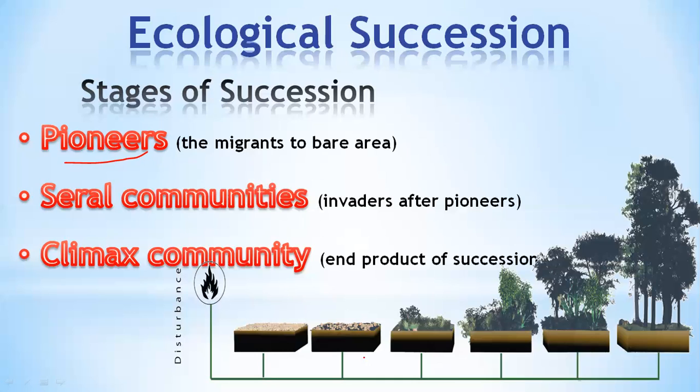So the enriched soil is now able to be invaded and proceed for the next step, like the next community or next group of organisms will come over there, that are called seral communities. And these seral communities are actually invaders after the pioneers. So they constitute one seral stage, one after the other, one after the other.